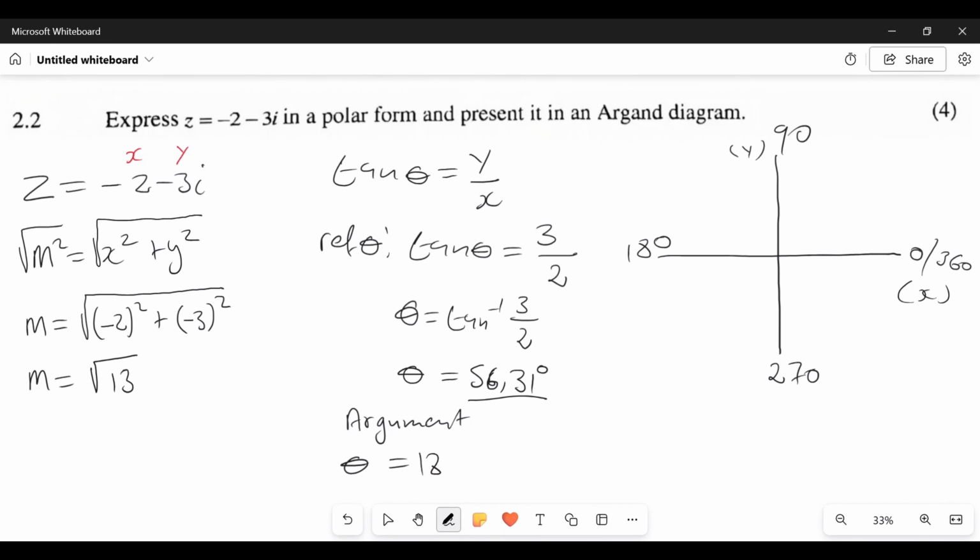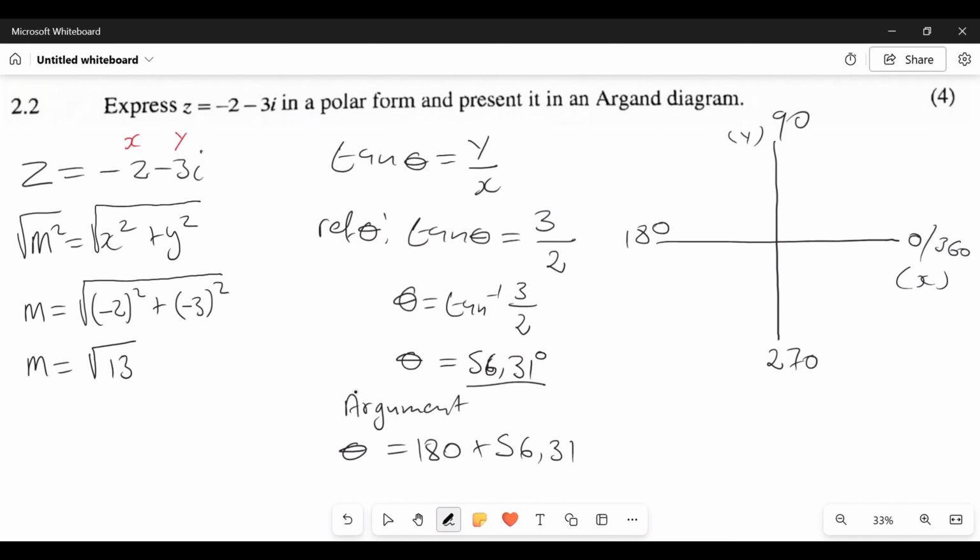So it's going to be 180 plus 56,31 degrees. And then our final answer, let me just create a little bit of space here. Our final answer is going to give us 236,31 degrees. So this here, guys, is our final answer. Let me highlight it with the red pen.